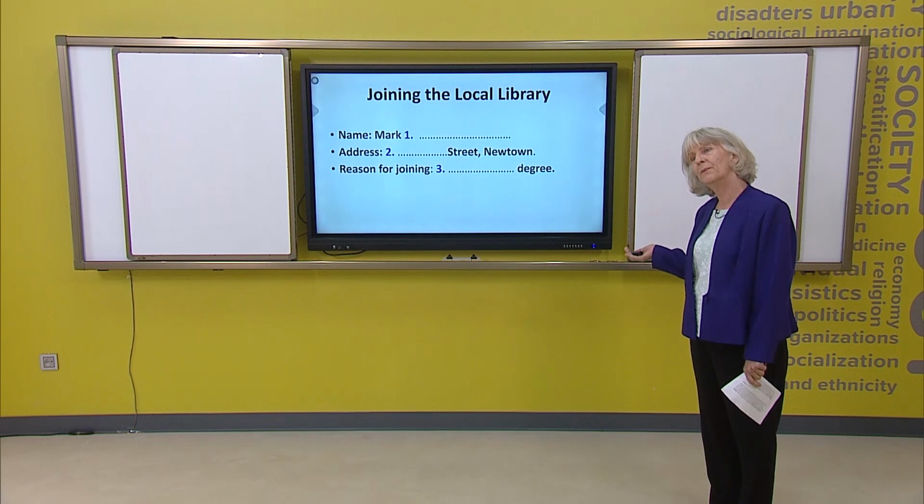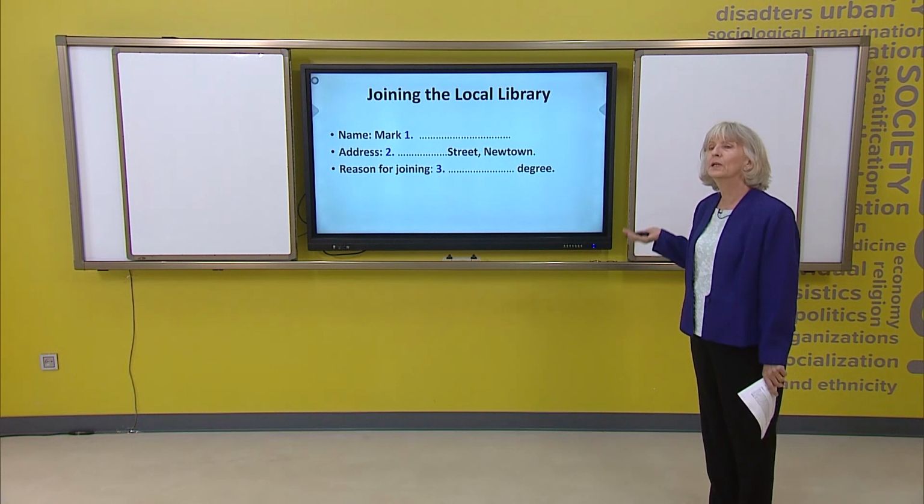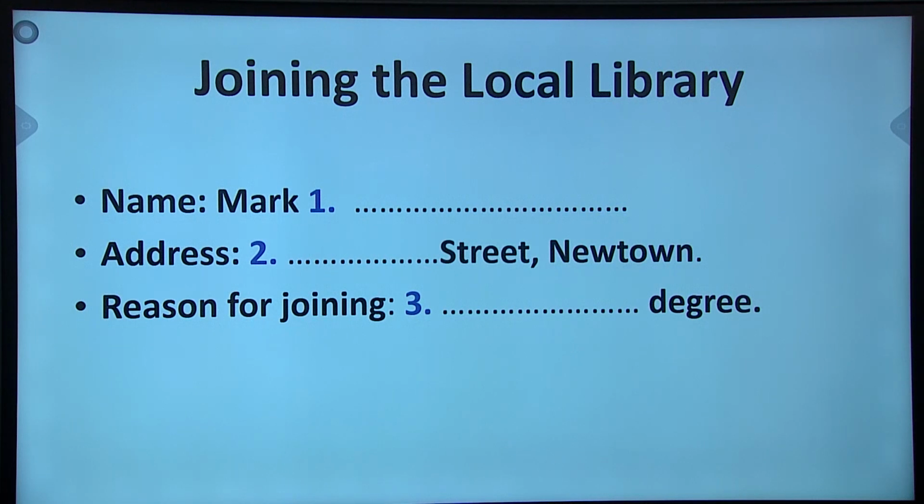Have a look at this question. Joining the local library. So you can see that this is an application form for joining, but there is some missing information. The first name is Mark, but the second name is missing, number 1. Number 2, the address, the number of your house and the name of the street are both missing. So 2 things there to fill in. And then your reason for joining, which is just 1 word. So let's see if you at home can do it.